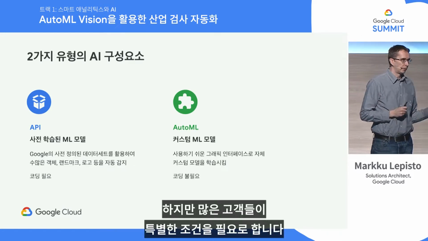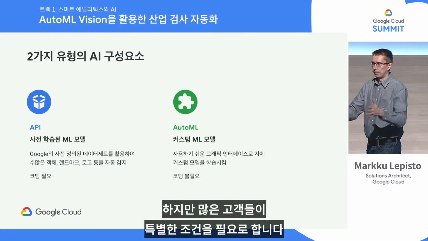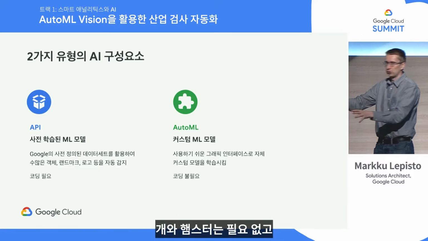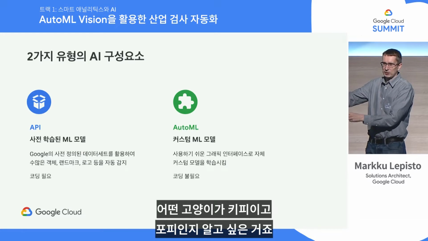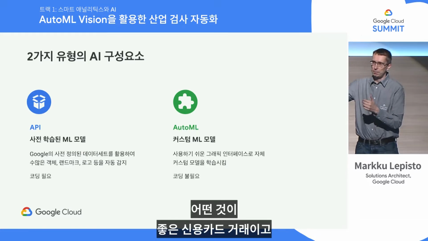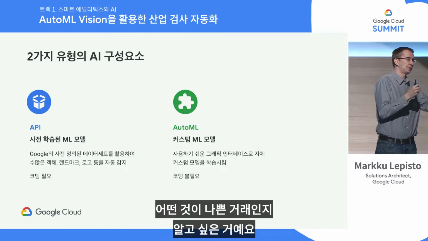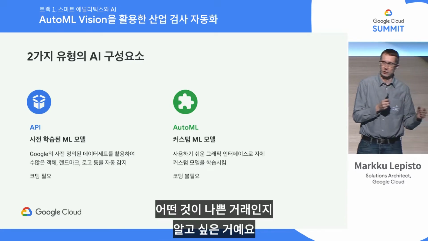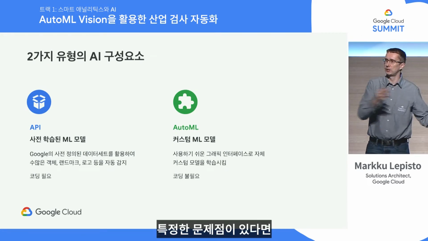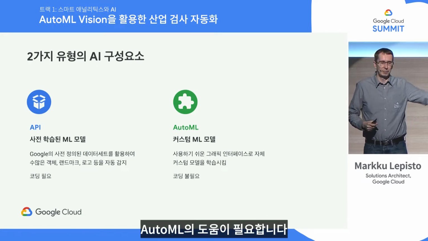But quite often you have a custom problem. You have a unique problem. I don't want to know between cats and hamsters. I want to know which cat it is. This is Bobby, this is Skippy. I want to know, is this a bad credit card transaction? Is this a good credit card transaction? So you may have custom problems where you need your own machine learning model. That's where AutoML is helping.